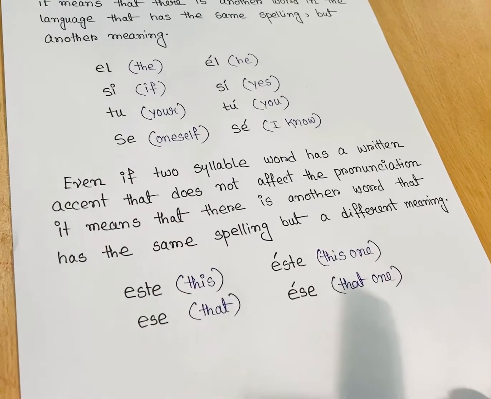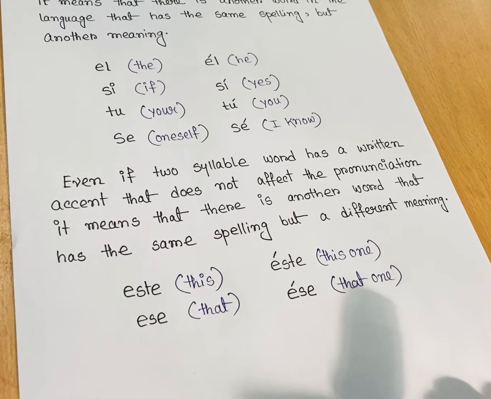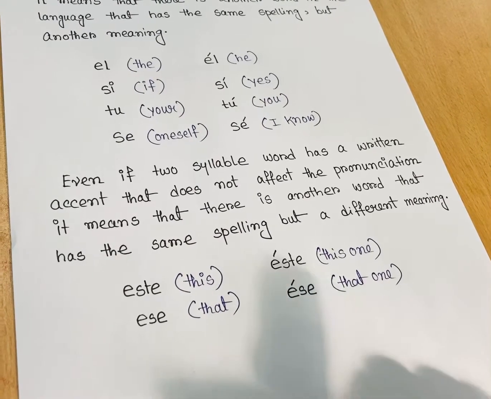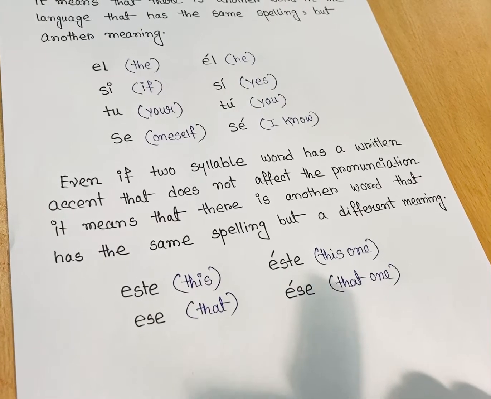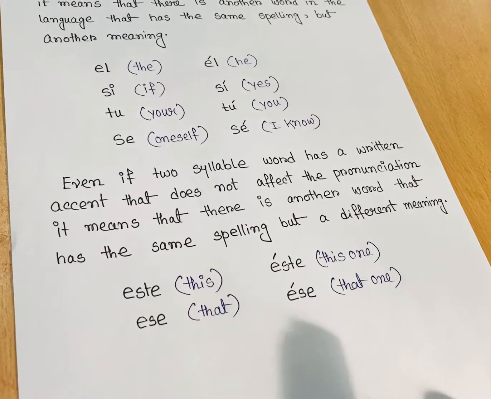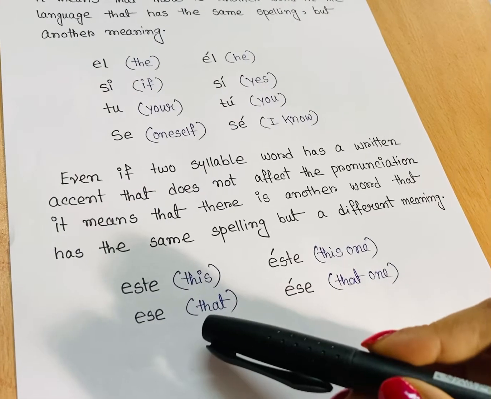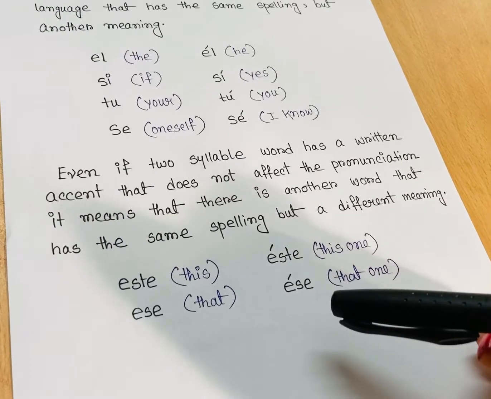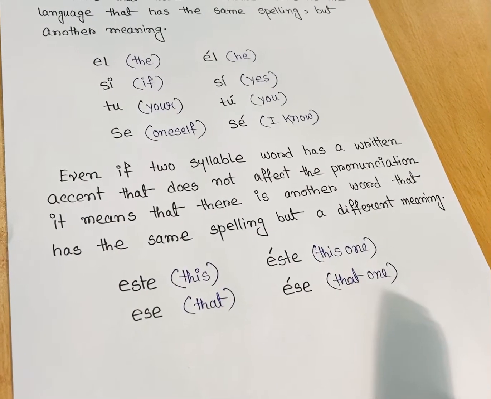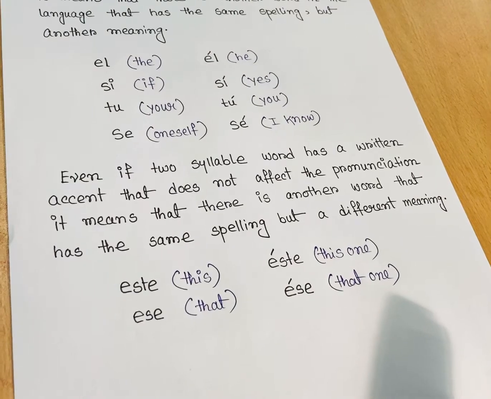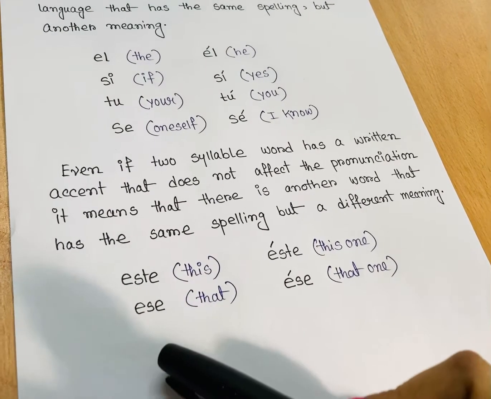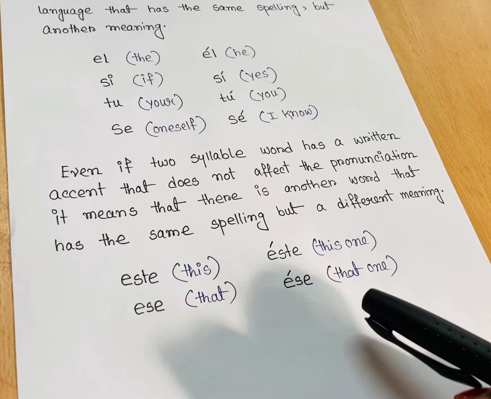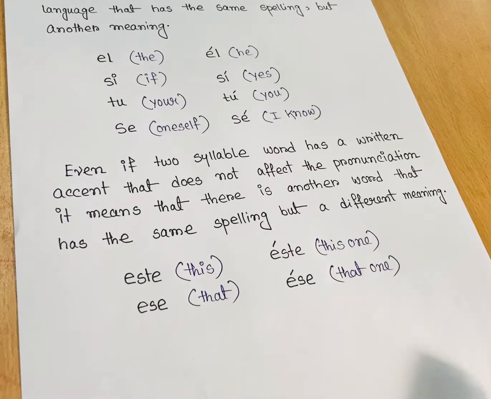Even if a two-syllable word has a written accent, that does not affect the pronunciation. It means that there is another word that has the same spelling but a different meaning. Example, este without written accent mark means this. Éste with written accent mark means this one. In the same way, ese, that. Ése with written accent mark means that one.